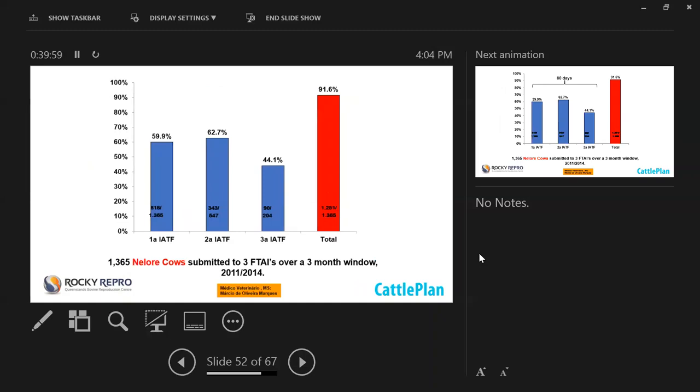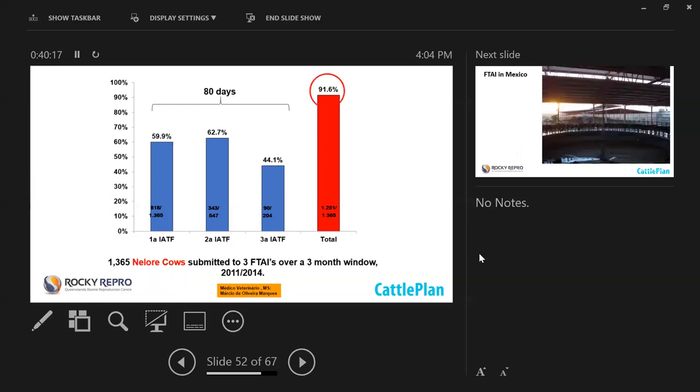This trial was looking at Nelore cattle. They did three rounds of fixed time AI, and that was in about 80 days, so less than 3 months. And their pregnancy rates for each round were 59, 62, and 41. So within that 80 days, they ended up with a 91.6% pregnancy rate in a very, very tight window.